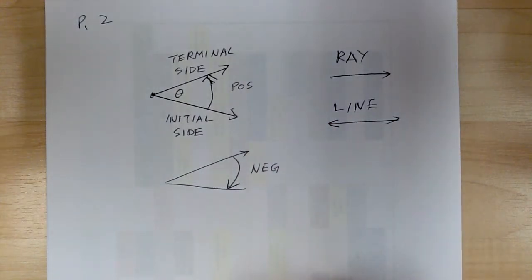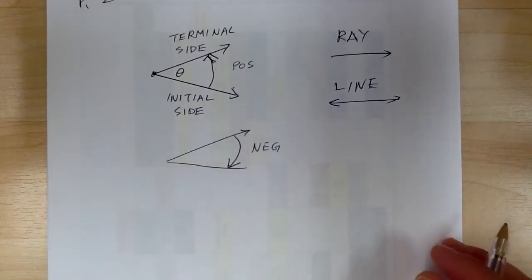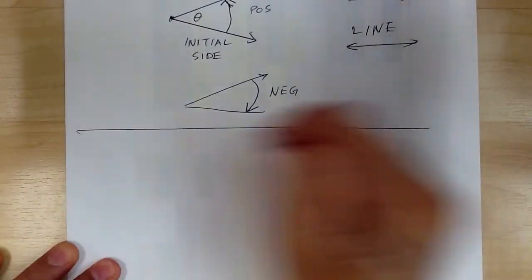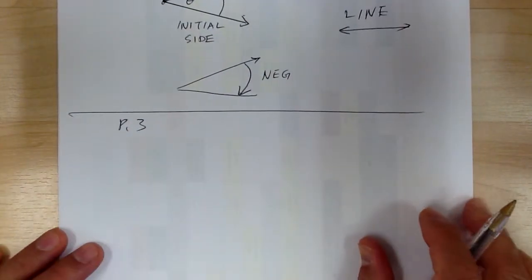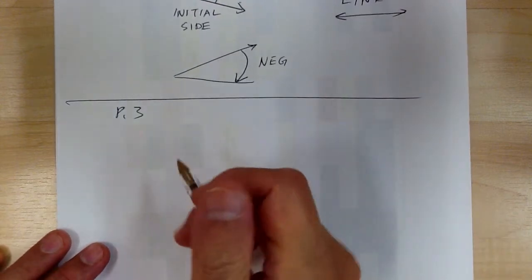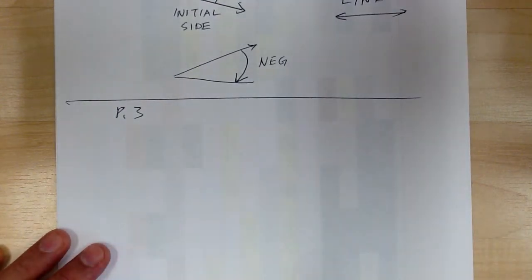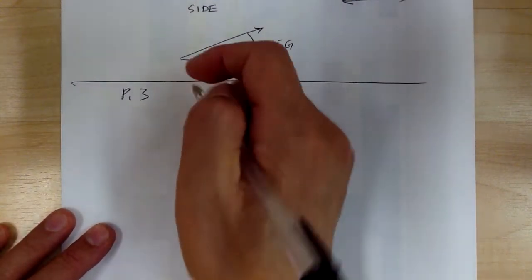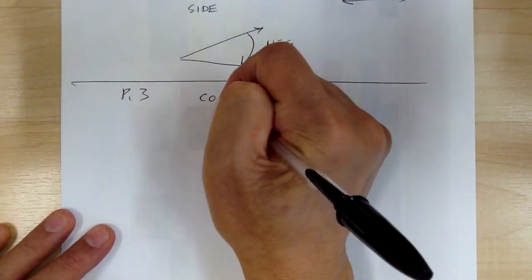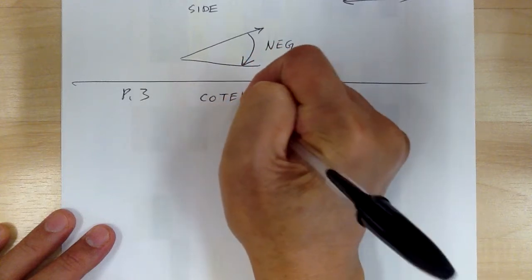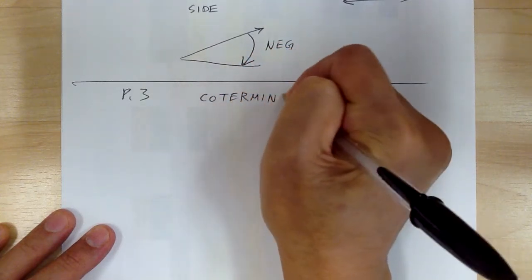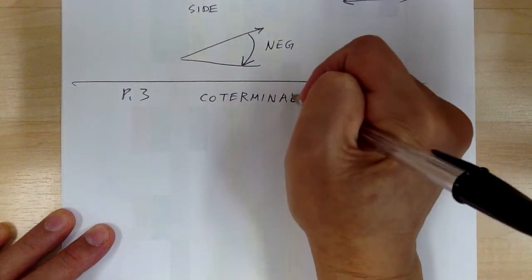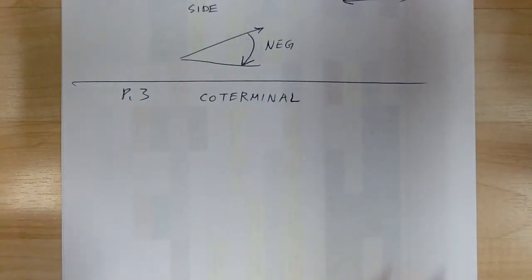Okay, let's go to page 3. The next term, notice all the important terms are in blue, right? So when you look at a page and see something blue, that means it's important that you need to know. The next term is called coterminal. Coterminal means the angles have the same beginning and end.